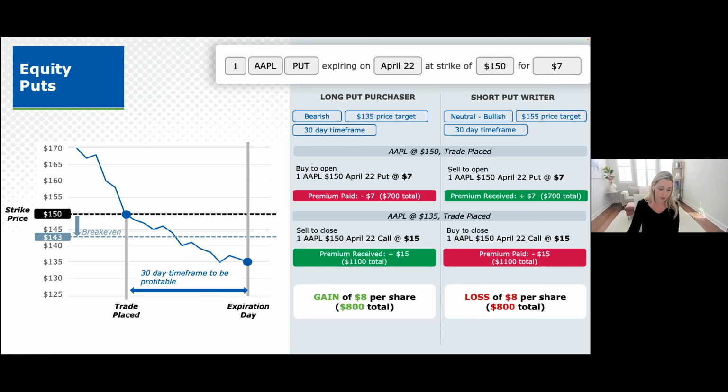All right, and let's go to expiration day. So Apple went down to 135 in this case. Now it's purely worth extrinsic value. We did overcome our break-even point, so it went lower than 143.